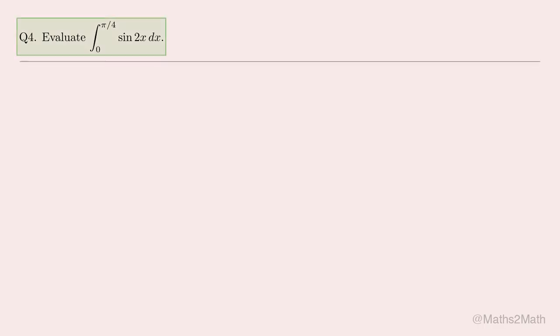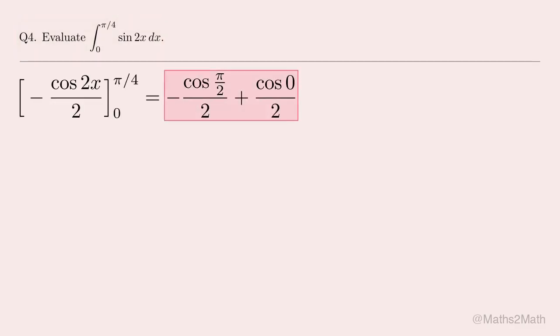Question 4. Sine of the double angle over the first eighth turn. Cosine at the end points. The antiderivative is minus half cosine 2x. Cosine of pi over 2 is 0. Cosine 0 is 1, so half.